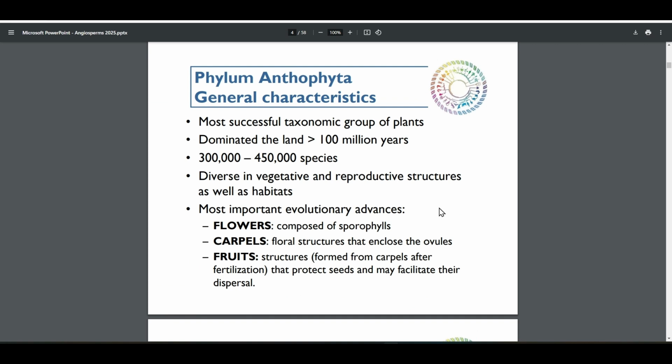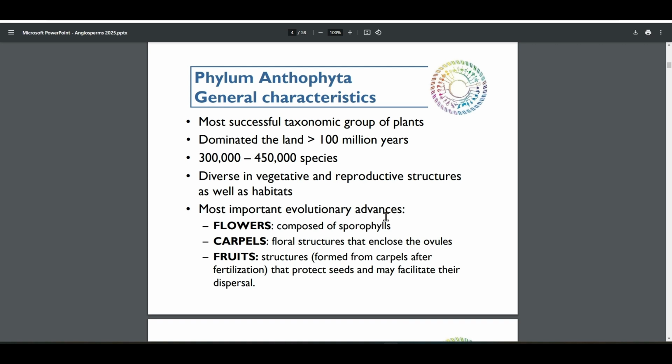Okay, so flowering plants, they are the most successful taxonomic group of the plants. Compared to all the previous conifers and such, they're not as successful as flowering plants, even though they are quite successful already. They dominated the plants at around more than 100 million years ago, with 300,000 to 450,000 species. They're diverse in vegetative, so how they grow, different morphology, as well as reproductive structures. So you will see later the flowers and the seeds take on many different shapes, as well as habitats. So they can grow in the forest, desert, arid areas, or coastal areas.